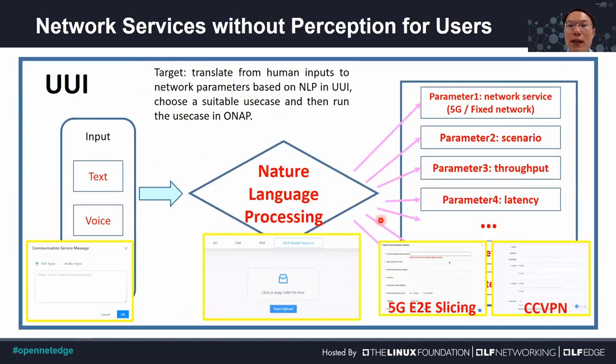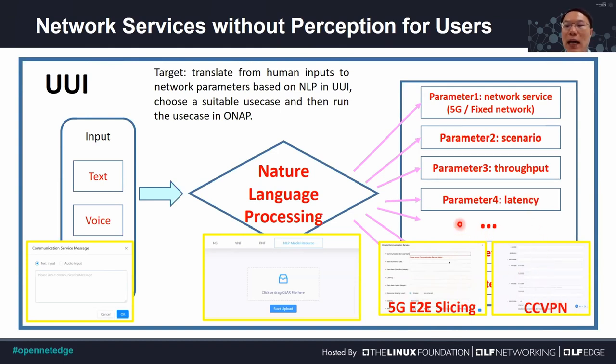So based on the previous two use cases, which are 5G slicing and the CCVPN, we provide this proposal to provide network services without perception for users. It means that the users could input the requirement in natural language, and we can translate it into the configurations of the network and provide the most suitable service for the users, either the E2E slicing on the 5G mobile network or the CCVPN with the flex network.